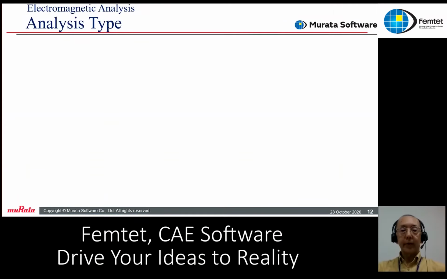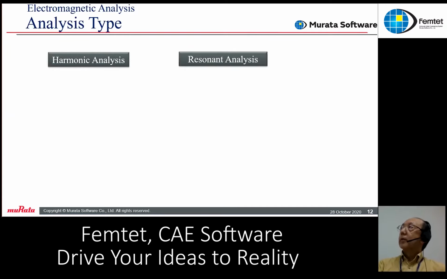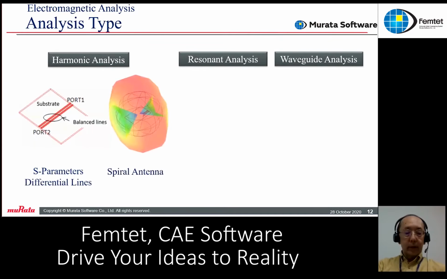Electromagnetic solver has three types of analysis: harmonic analysis, resonant analysis, and waveguide analysis. Harmonic analysis deals with the S parameters of the circuit on the substrate, transmission characteristics of the differential lines, antennas' radiation characteristics such as directivity and efficiency.